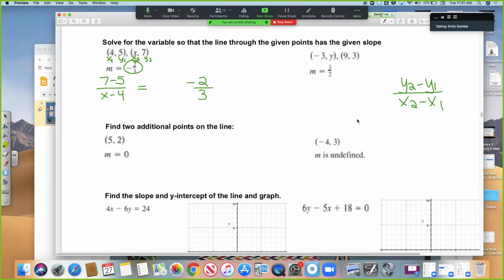Well, the numerator, 7 minus 5, can be simplified to just be a 2. So that's kind of cool because this is a 2 and that's a 2, so that works. The denominator is x minus 4. I can't just make this a certain thing. I can't do x minus 4 and combine it because they're not like terms. Somehow, we need this thing to equal a negative 2/3. What number do we need the denominator to equal so that the slope would be a negative 2/3?